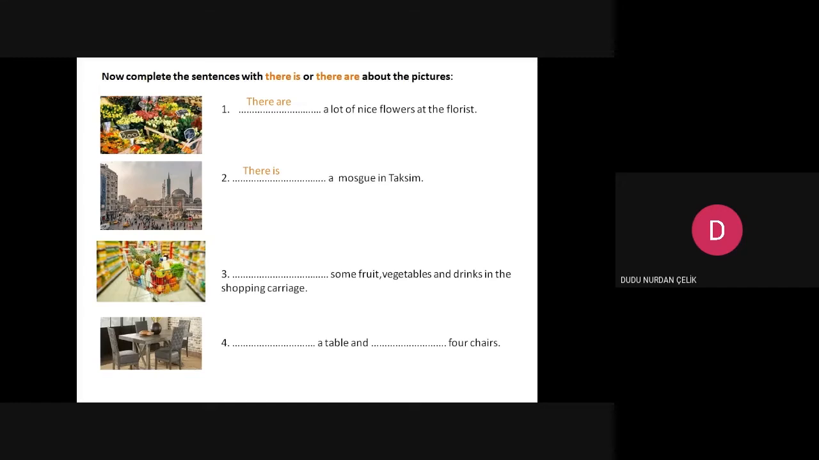Here, there is a shopping carriage. Look, it's full of fruits, vegetables, food, drinks. Some fruit, vegetables, and drinks in the shopping carriage. What do we use? There is or there are? Of course, we say there are. And look at this one. We have got two different sentences. A table. How do we say? Yes, there is a table. And four chairs, it's plural, we say yes, there are four chairs.